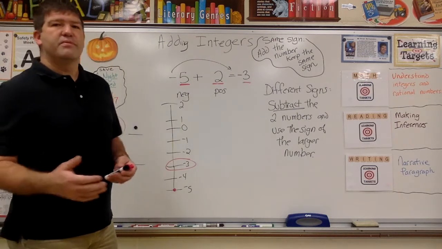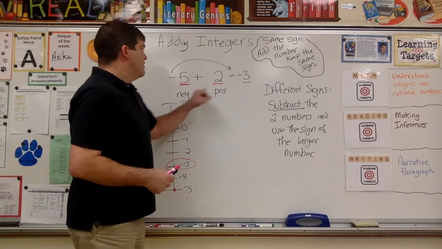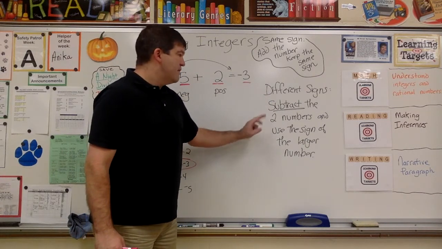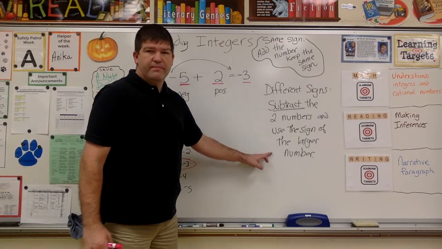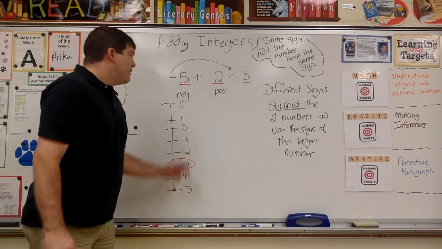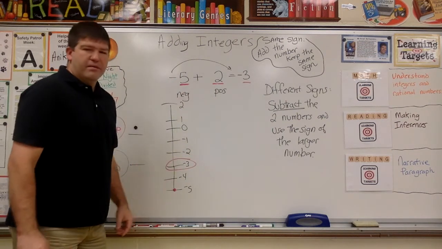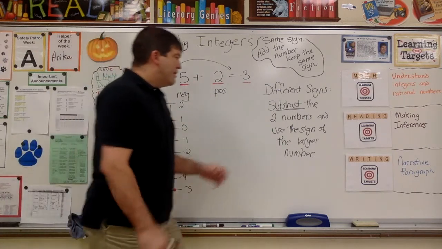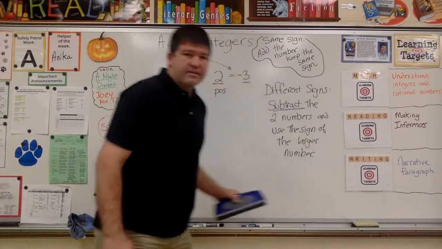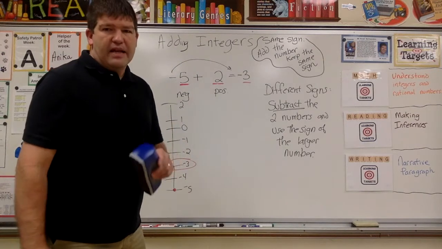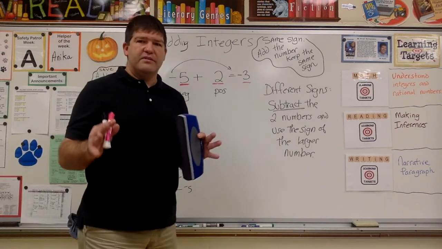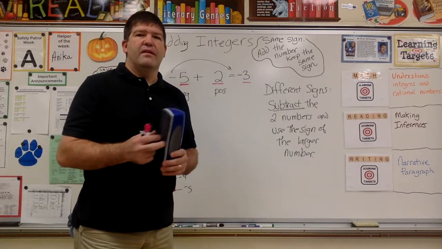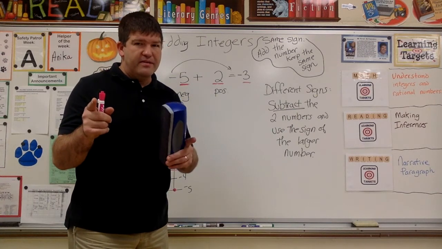There's a couple systems. One is if you just want to do this system, if it has different signs, you subtract the 2 numbers and use the sign of the larger number. Or you could put them, if they're smaller like this, you can almost put them on a number line and then do what it says. I like to remember this rule. Different signs, subtract the digits, or subtract the numbers, and keep the sign of the bigger digit. Okay?